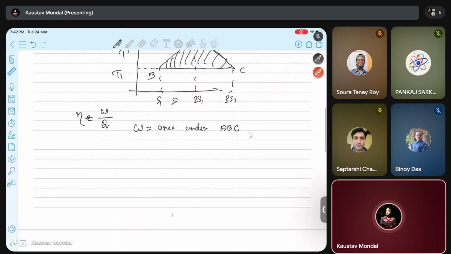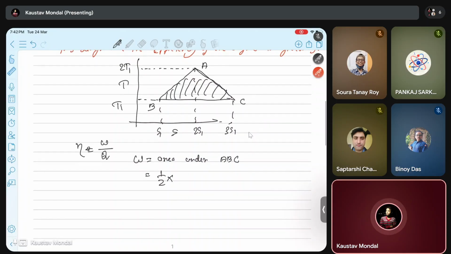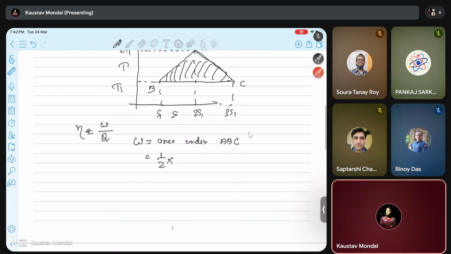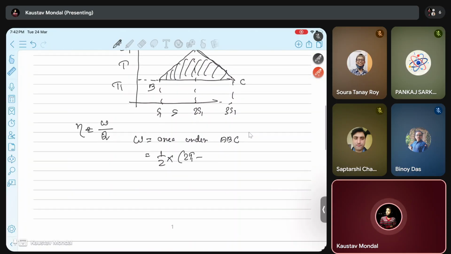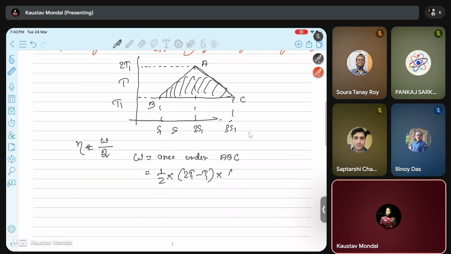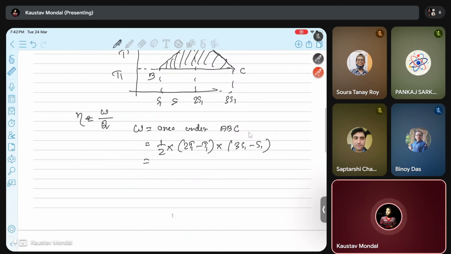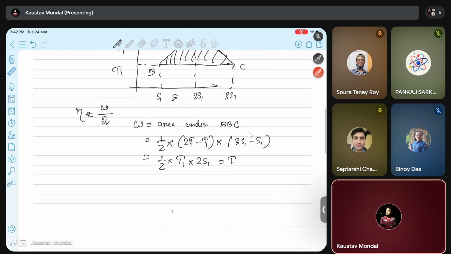So that would be simply half into 2T1 minus T1 into 3S1 minus S1, right? That would be basically the area under this triangle. So half into T1 into 2S1. Okay, so T1 into S1 is W.